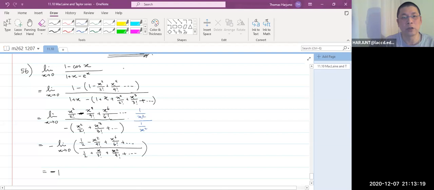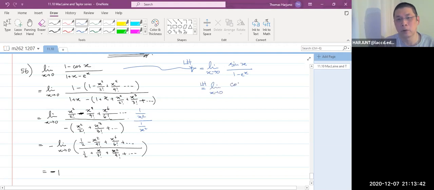We can try using L'Hopital's rule. I think we need to do it twice, huh? This is sine x over 1 minus e to the x, L'Hopital again. It will be cosine x over negative e to the x, which is 1 over negative 1, right? So we get the same result.